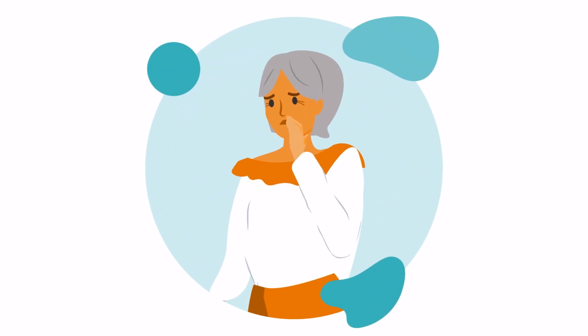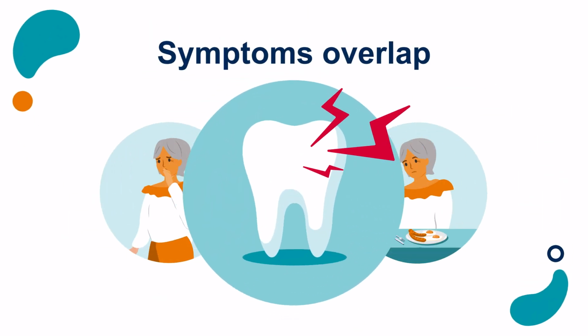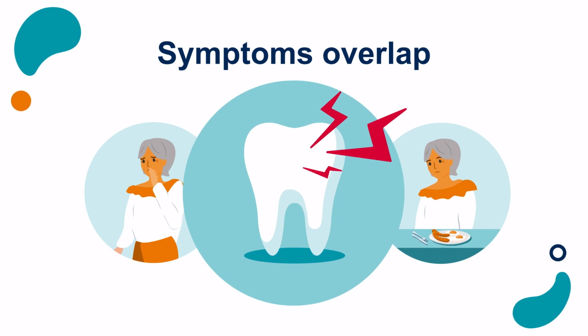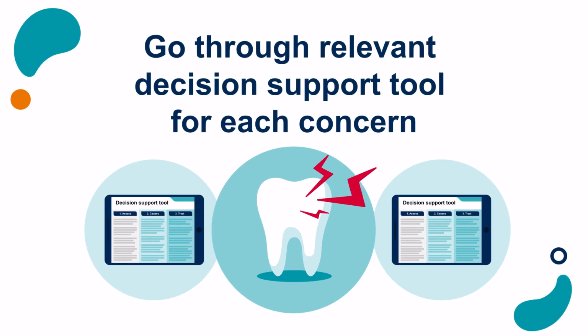It is best to start with the concern that is affecting the person the most. You will find that a lot of symptoms overlap. So it might be that putting one plan in place will improve several concerns. However, it is important to go through each decision support tool for each concern identified by the EMBED-Dem to ensure that nothing is missed.